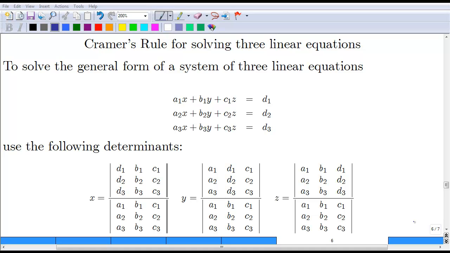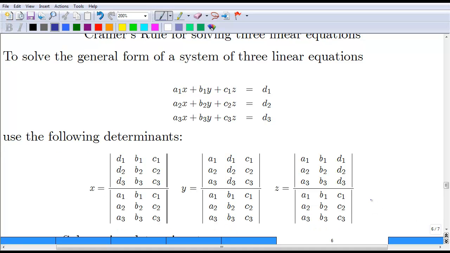This is the second video for section 6.6 and the final video for chapter 6. And this discusses Cramer's rule for solving three linear equations in a system. The process is going to be exactly the same as it was for a 2x2 system.